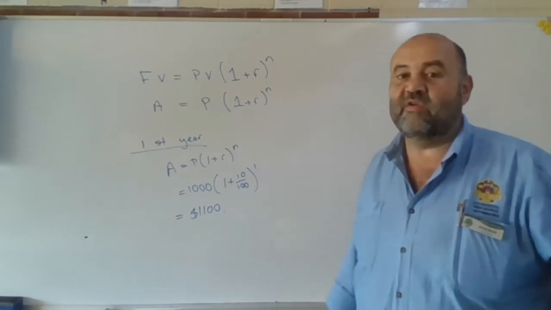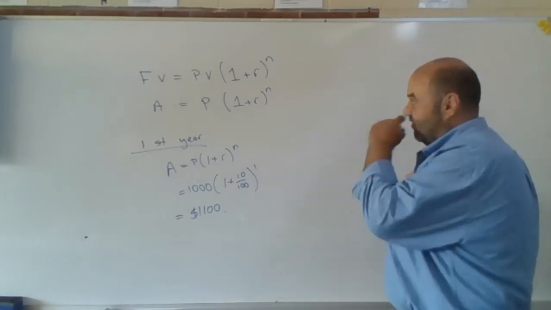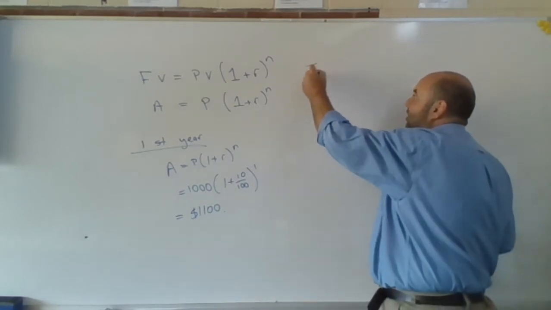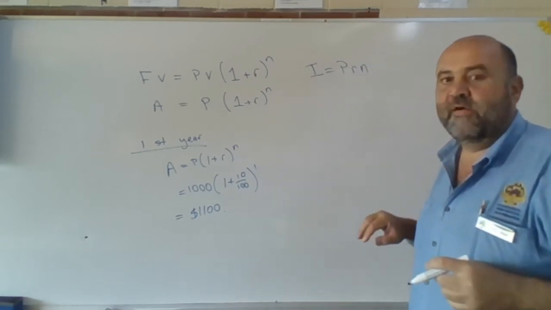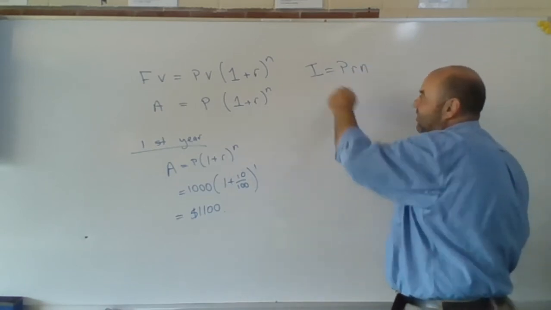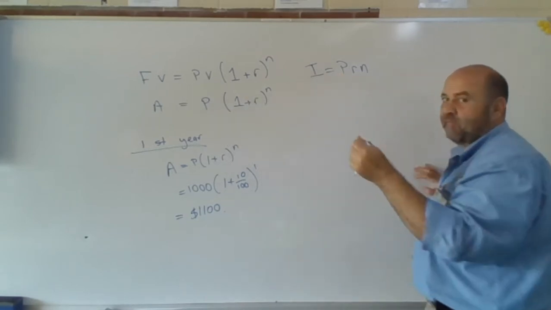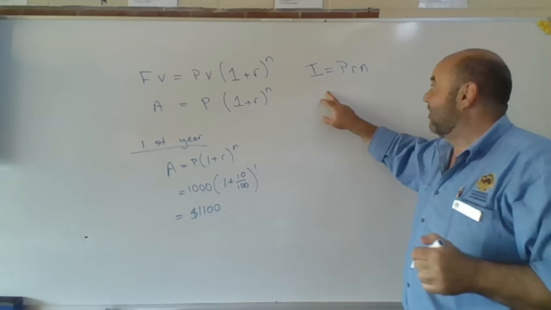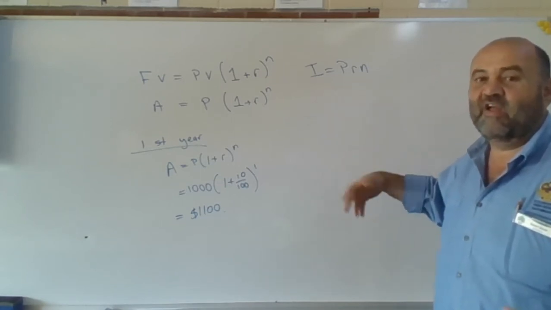Simple interest is the one you learnt about in Years 9 and 10. Simple interest uses this formula here: I equals PRN. I is the interest that you're earning. P is the principal amount you're investing, so the bit of money you put up front. R is the interest rate. And N is the number of terms it's in there for.